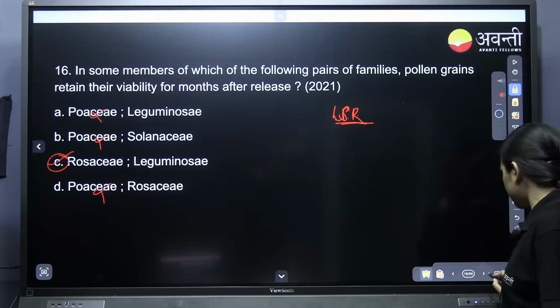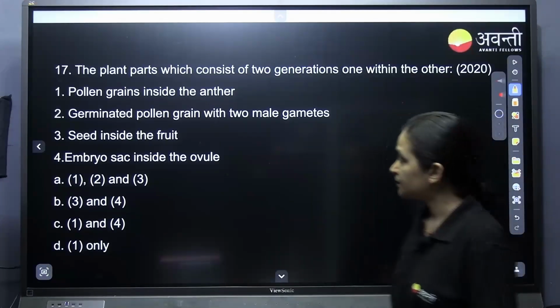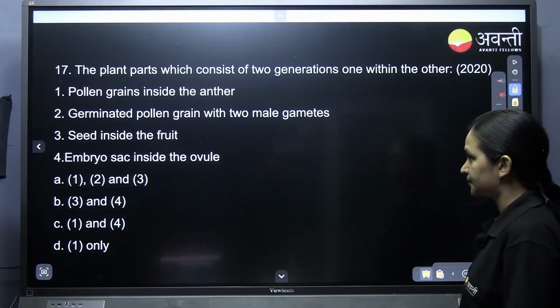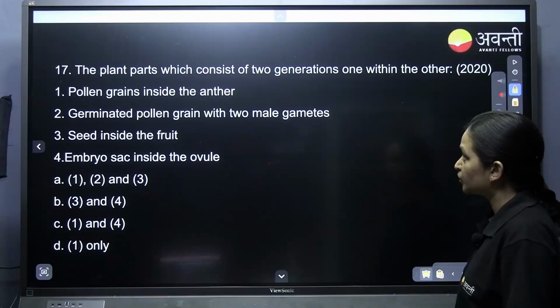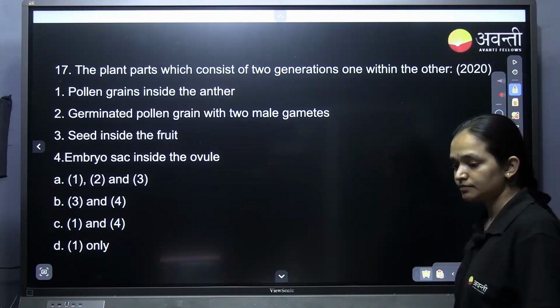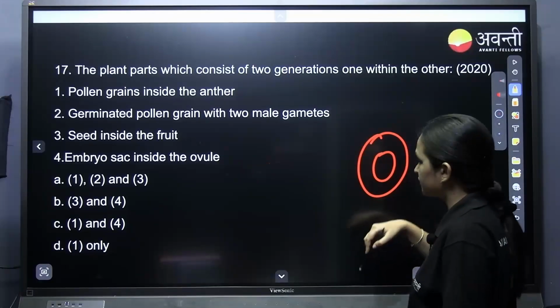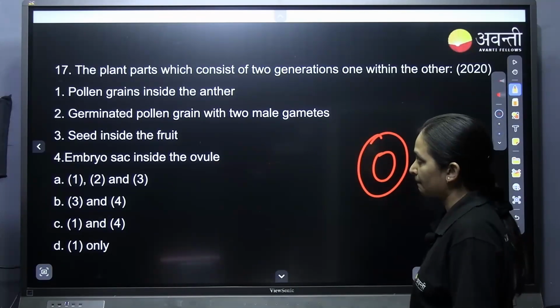Easy question. Yes, the plant parts which consist of two generations, one within the other. The one should be of one generation. If something is inside that, this should be of another generation. Tell me.